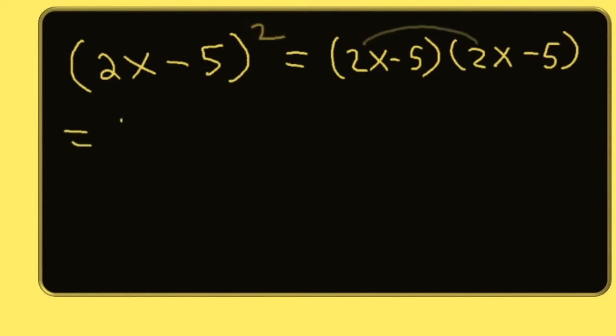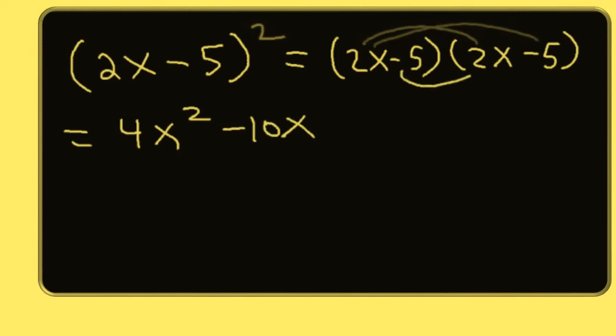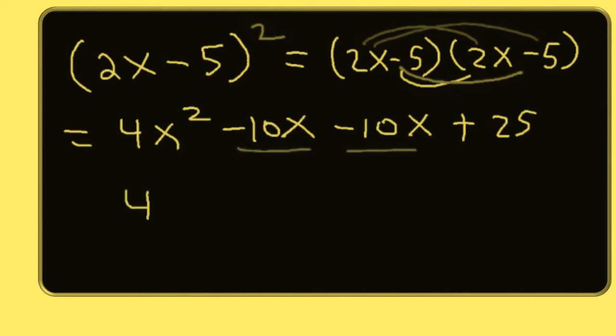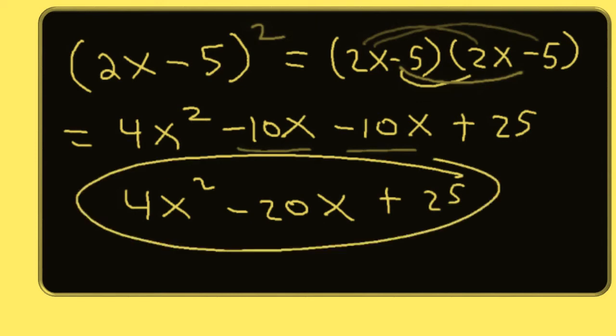Let's do x times 2x, which is equal to 4x squared. x times negative 5 is negative 10x. Negative 5 times 2x is also negative 10x. And finally, negative 5 times negative 5 is positive 25. So now let us combine these terms. Negative 10x minus 10x is negative 20x, and so this is the answer. It is 4x squared minus 20x plus 25.